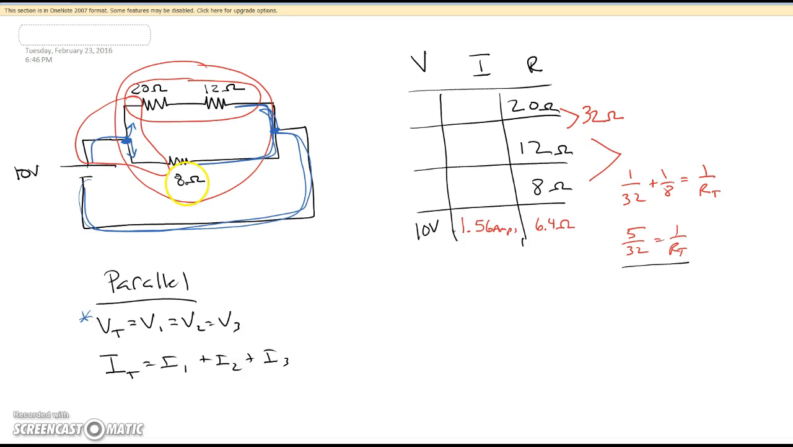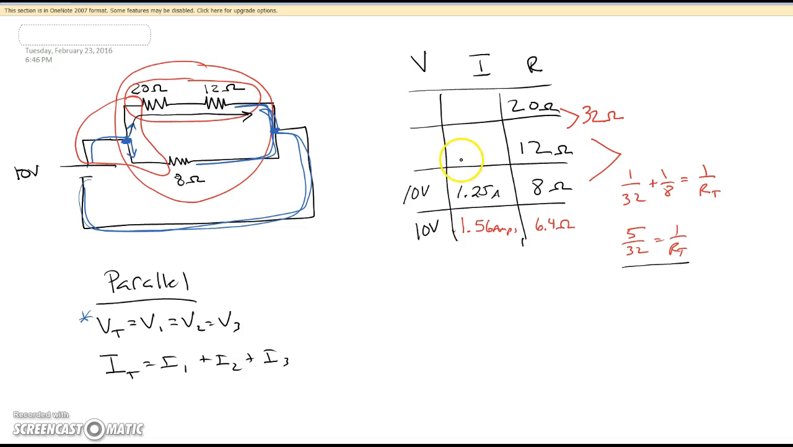So we know that across the single 8 ohm resistor, that's going to give us 10 volts. And look, we have an open box now. So 10 divided by 8, 1.25 amps. Now we can use the current rule because we know that the current splits and then adds to give us total. So if the total is 1.56, that means there's 0.31 amps left to go through this branch.